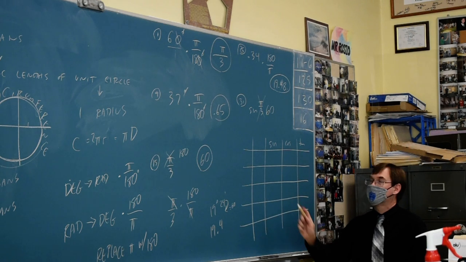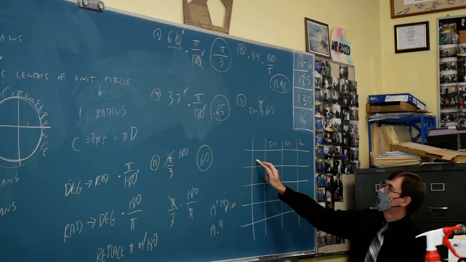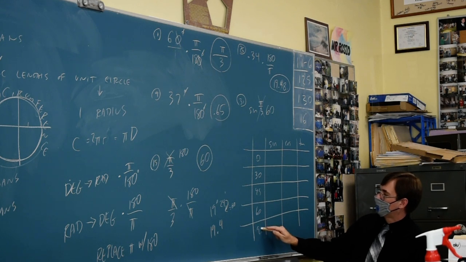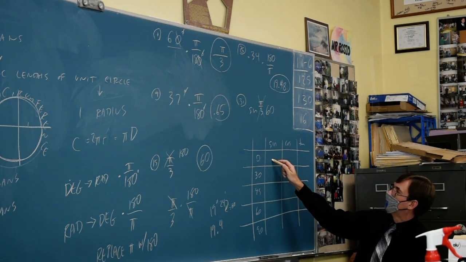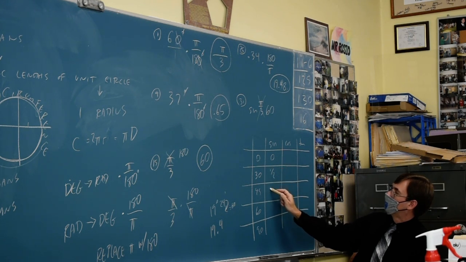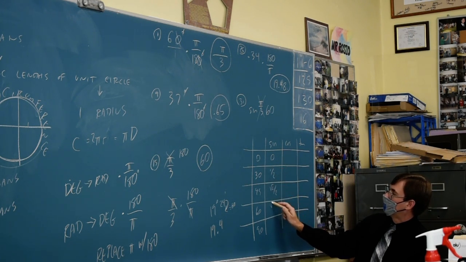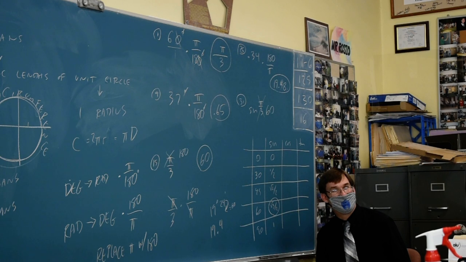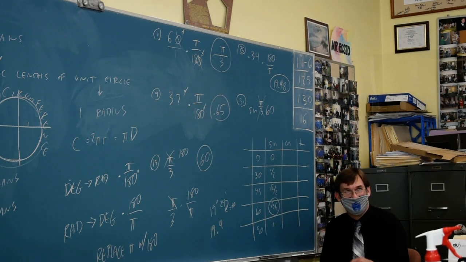What was the lowest angle we always started with? Zero. Okay, 30, 45, 60. Sine values: 0, 1 half, root 2 over 2, root 3 over 2, 1. So he was right, but you asked it in the form of a question, like, is it root 3 over 2? Yes, it is.